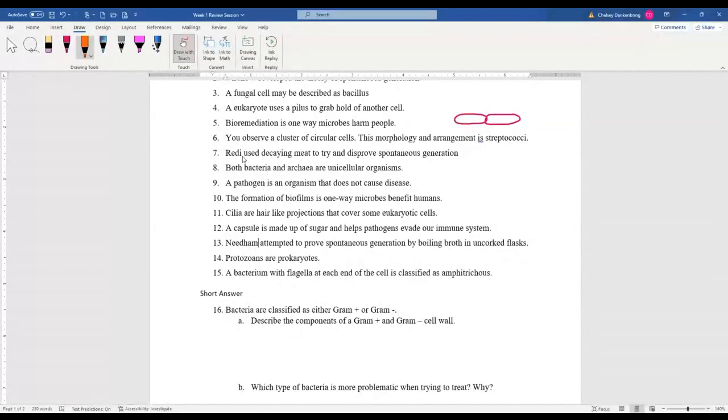All right, number 12, a capsule is made up of sugar and helps pathogens evade our immune system. That means it helps it escape our immune system. 1, 2, 3, go.